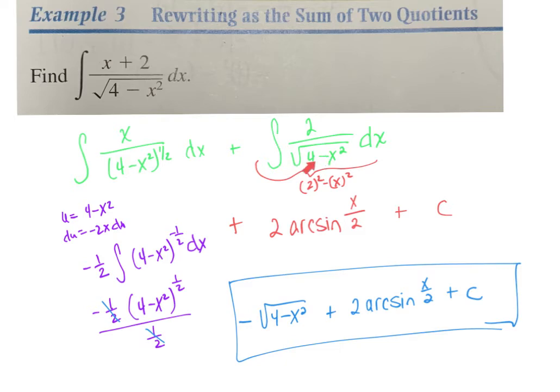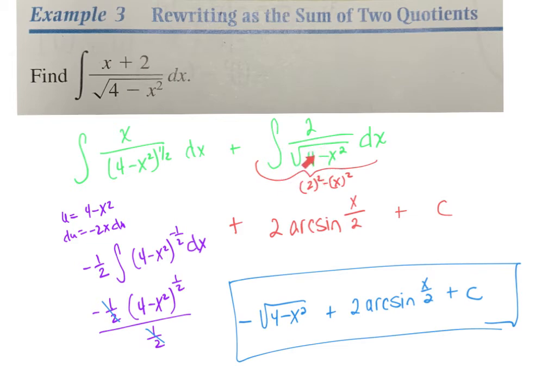On the right-hand side, this is an arc trig, an inverse trig function, because I don't have an x up here. If I had an x up here, this would also be u substitution, just straight up u substitution, but I don't. So this is a trig function.